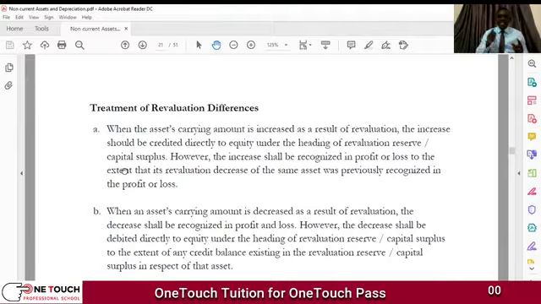However, the increase shall be recognized in profit or loss to the extent that a revaluation decrease of the same asset was previously recognized in profit or loss. Meaning that if an asset is revalued for the very first time and it's a revaluation deficit or loss, that amount of loss is recognized straight in P&L. So in that case, we credit the value of the asset, and we debit P&L as revaluation loss.